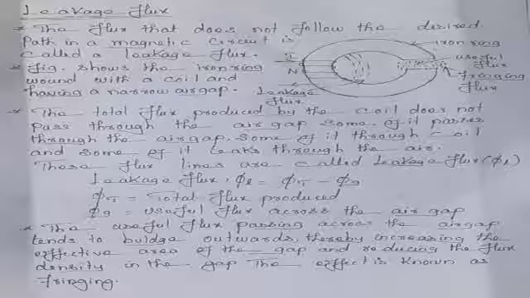The useful flux passing across the air gap tends to bulge outwards, thereby increasing the effective area of the gap and reducing the flux density in the gap. The effect is known as fringing.